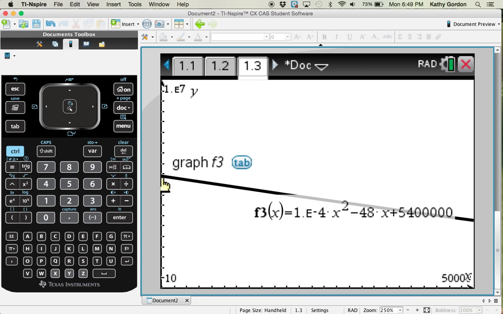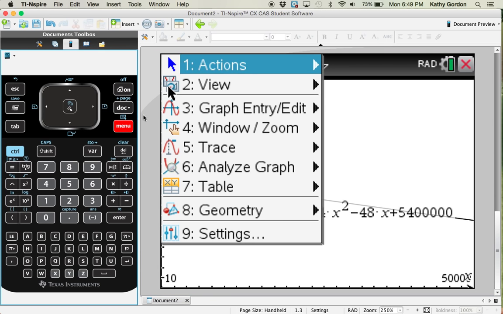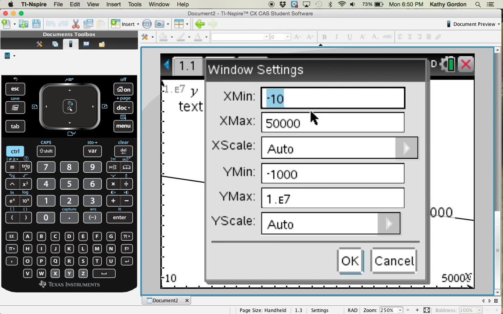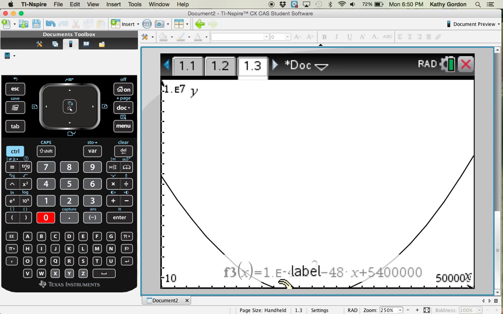Well, I'm getting closer. See how it's curving down now? Okay, but 50,000 is still not quite enough. Try again. Let's try 500,000. Aha! Look at what's happening.